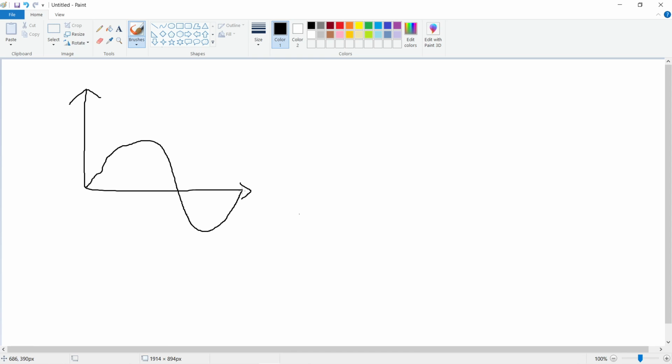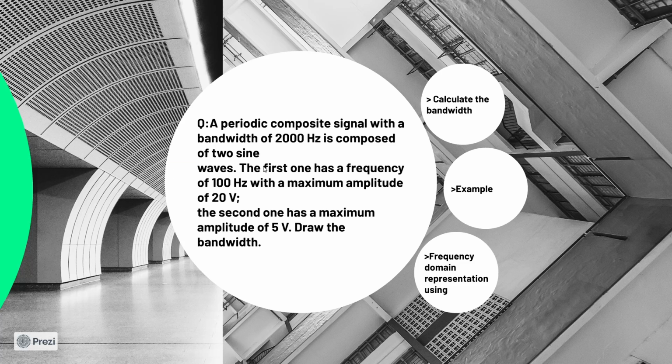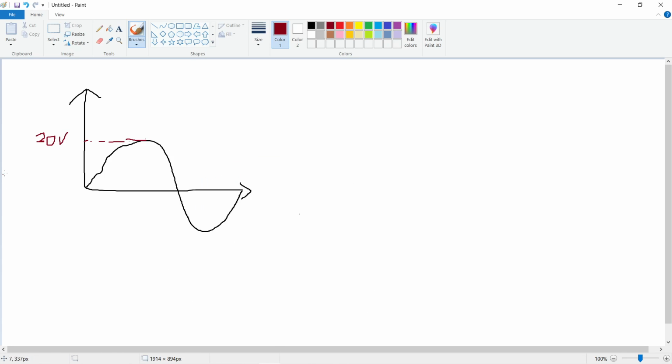Don't go by my drawing, I'm drawing with a mouse. I don't have that pen or anything. So this right here must be 20 volt. The first sine wave is of 20 volt. And they are saying that we also have a second sine wave, which is of 5 volt. Let's draw that. I'm going to use another color. This is green.